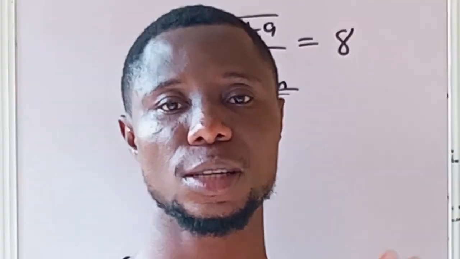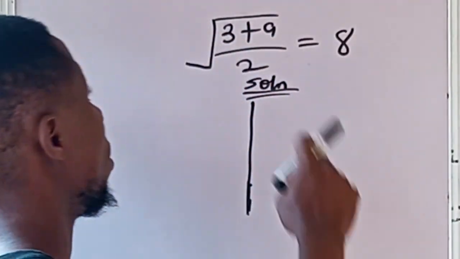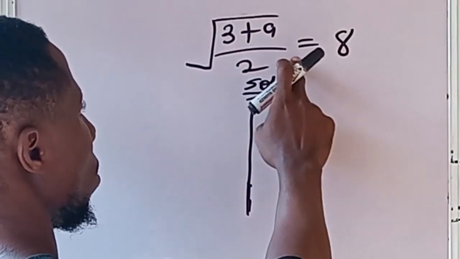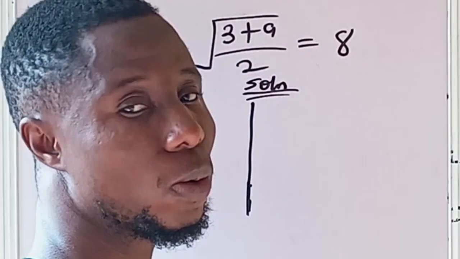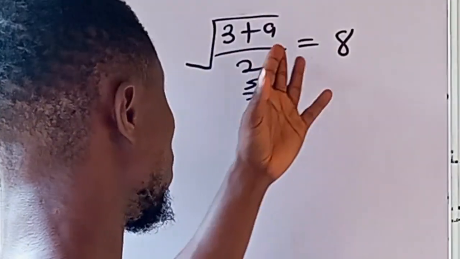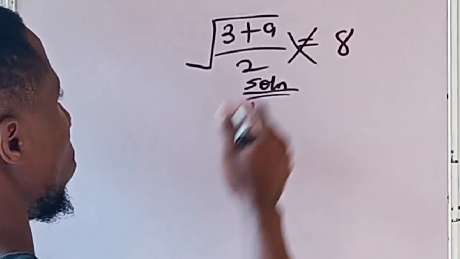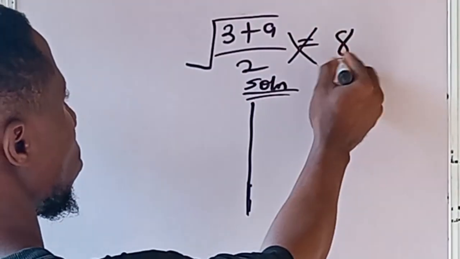All right, so let's consider this question on the board. Square root of 3 plus a over 2 equals 8. What we are going to do to solve this is, first of all, cross multiply. So if we cross multiply this equation, here is over 1, all right?